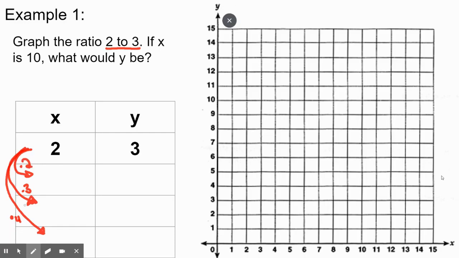Basically, we multiply by 2, then by 3, then by 4. We get 4, and then 6, and then 8. Here, we do the exact same thing. Whatever we do to one side, we have to do to the other side. So 2 times 3 is 6, 3 times 3 is 9, 3 times 4 is 12.